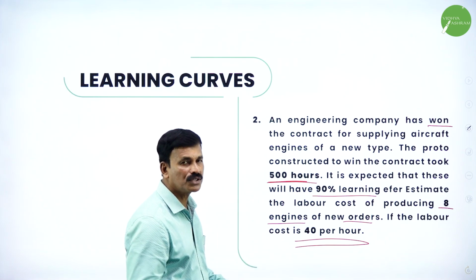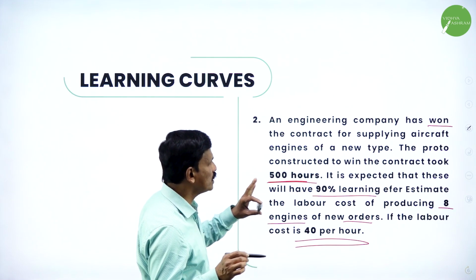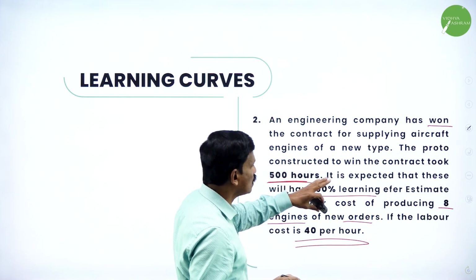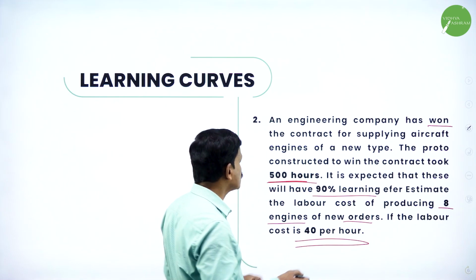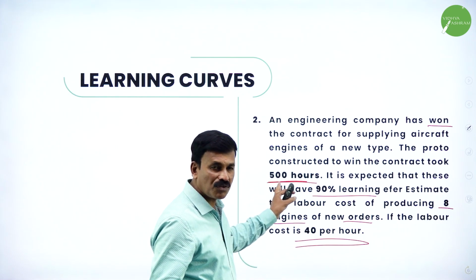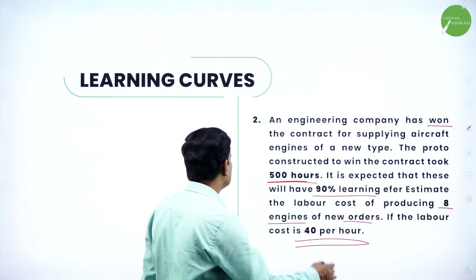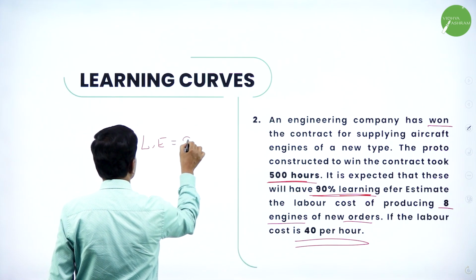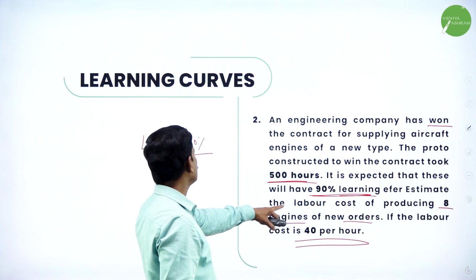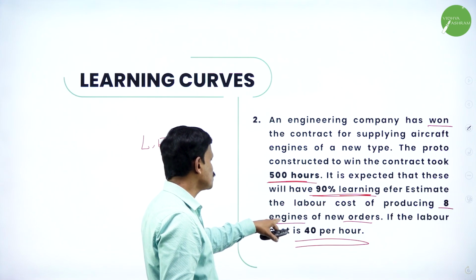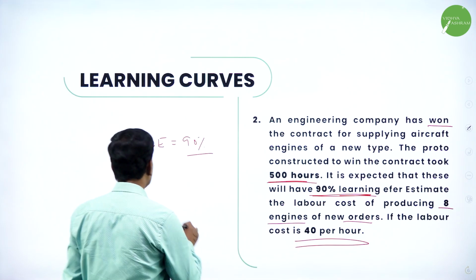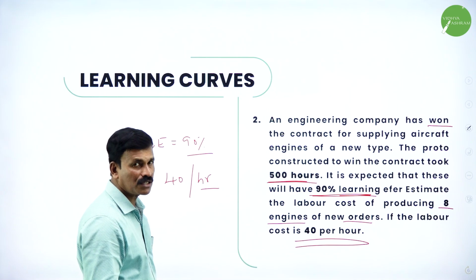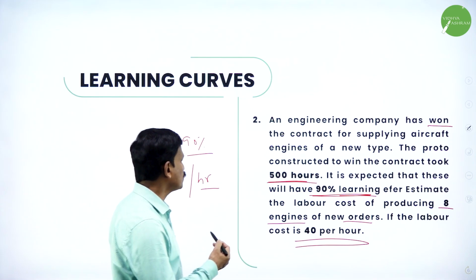The cost of the labor is 40 per hour. So, very simple. An engineering company has won the contract for supplying the aircrafts. The product constructed to win the contract is 500 hours. It is expected that there will be a 90% learning effect. So, 90% is the learning effect. Then, calculate the labor cost of producing engines of a new order at the rate of 40. What is the cost given? Rupees 40 per hour is the labor cost. That's it. Same as that of the previous problem. Here it is 90%. Now, move on to the table.